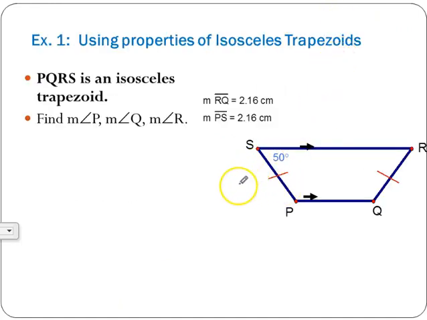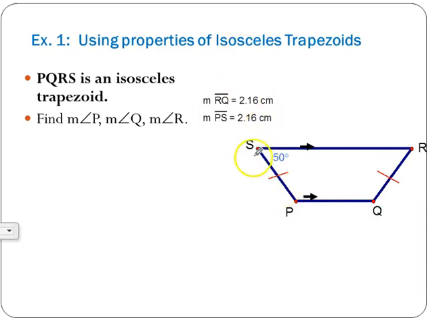All right, so let's solve a problem with what we just learned. We are told that this quadrilateral PQRS is an isosceles trapezoid. I know that because there's a tick on this leg and a tick on this leg, and these two bases are parallel. So having one set of parallel sides, we know it's a trapezoid, and because we have a set of congruent legs, we know it's an isosceles trapezoid.